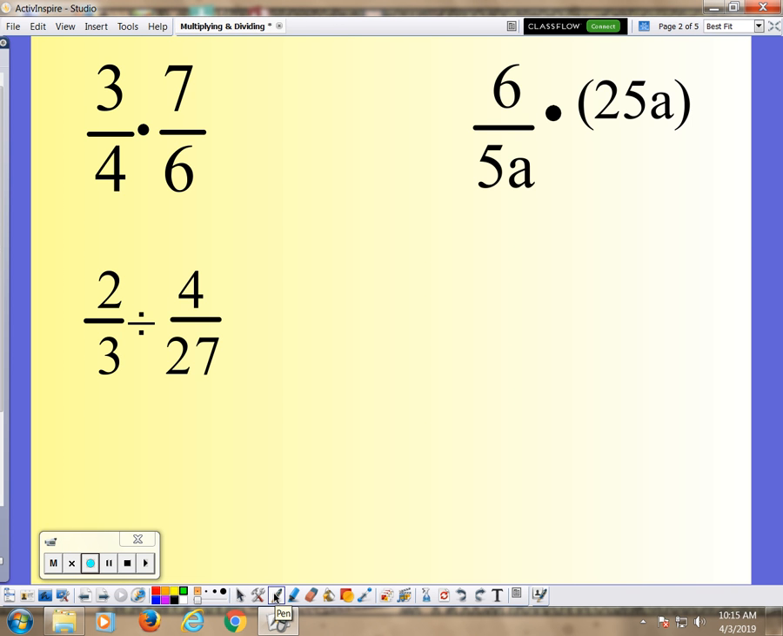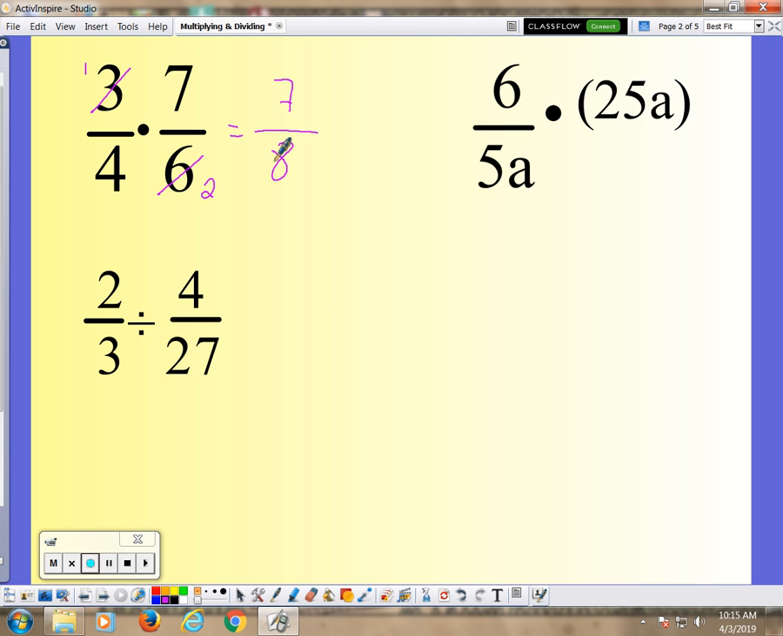So when I look at 3 over 4 times 7 over 6, if you remember from back in the day, you can cross cancel. So I'm going to cancel. This 3 will cross cancel with this 6, leaves me a 2 here and a 1 there. I can't cross cancel 4 and the 7, and I can't do the 2 to the 7. So at this point, I'm going to take 1 times 7 is 7, and 4 times 2 is 8, and that is my answer.